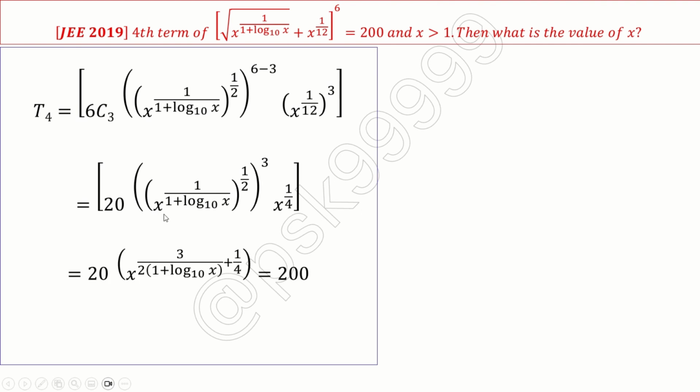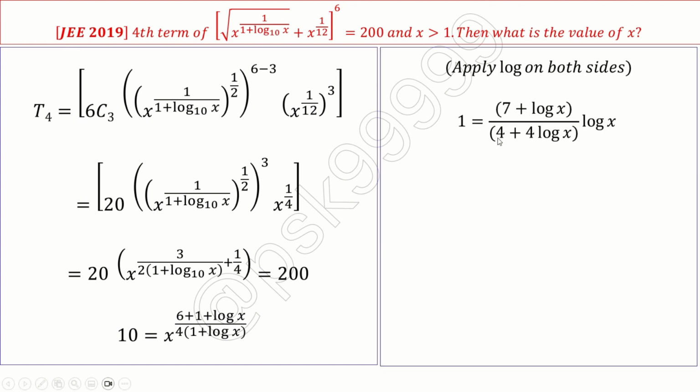I can combine these two powers of x as 20 times x to the power of this whole expression, 3 divided by 2 times 1 plus log x to the base 10, plus 1 by 4, which is equal to 200. Now if I take 20 to the other side, this is nothing but 10, and the power will become (6 plus 1 plus log x) divided by 4 times (1 plus log x). Now I'll take log on both sides.